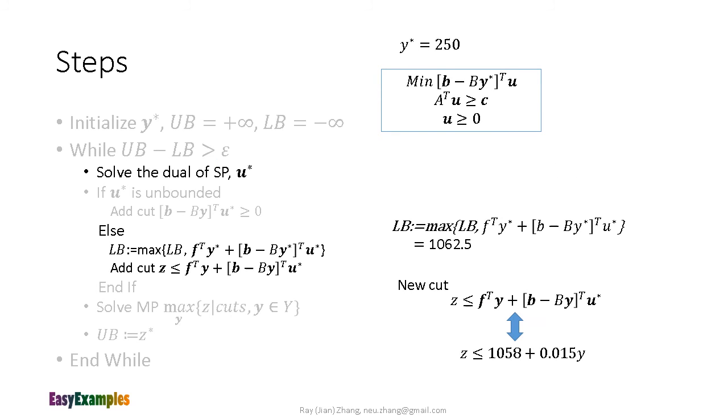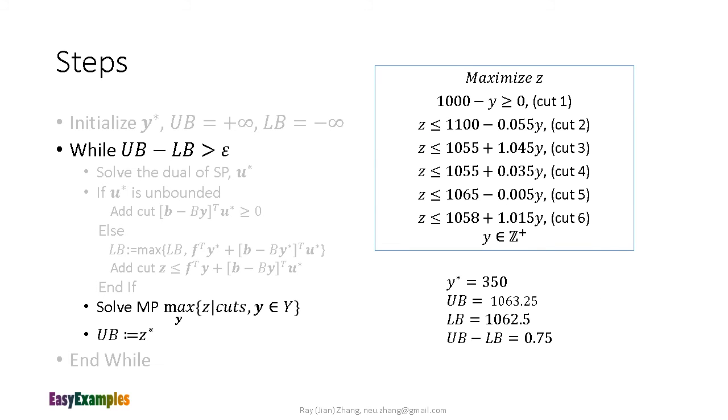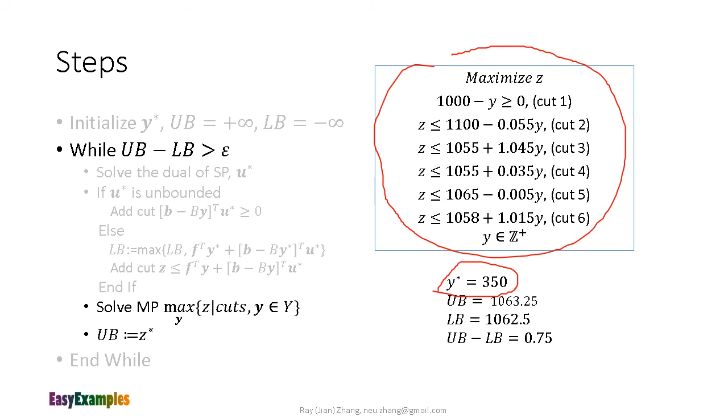We solve the dual of the subproblem given y equals to 250, and we calculate the lower bound, and we generate the new cut. We solve the master problem with the new cut. We solve the optimal solution of y equals to 350. We update the upper bound and calculate the distance between the upper bound and lower bound.